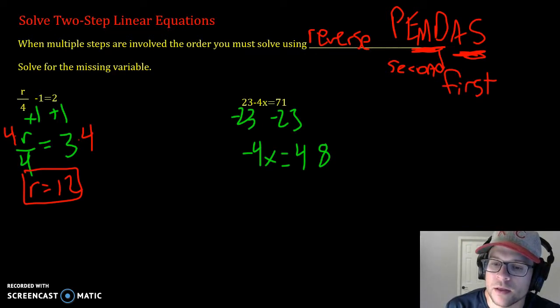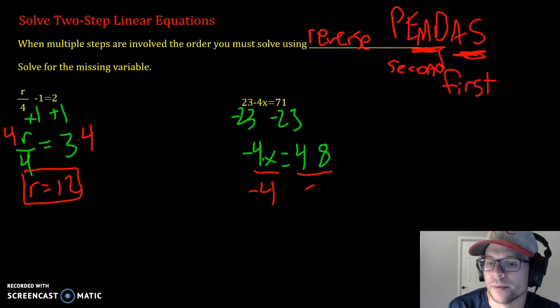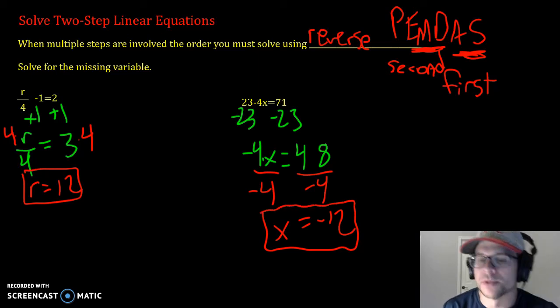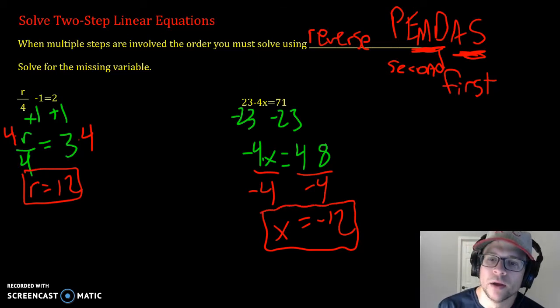And then this x is being multiplied by a negative 4. So the opposite of times negative 4 is divide by negative 4. Negative 4 divided by negative 4 gives you the 1, or the 1x. 48 divided by negative 4 is negative 12. So most of the problems that you're going to be dealing with in two-step, add and subtract first, then multiply and divide.